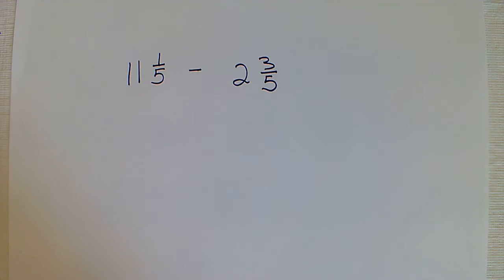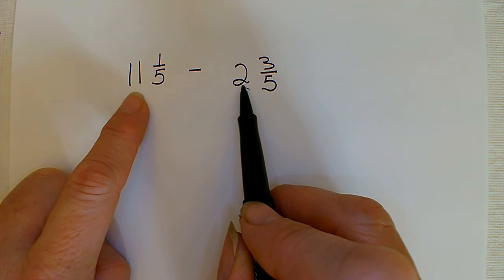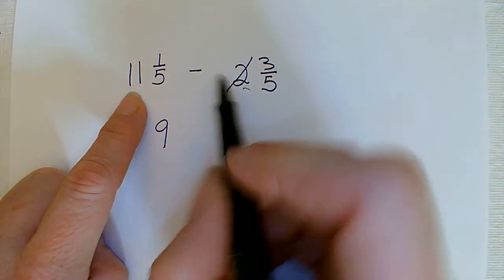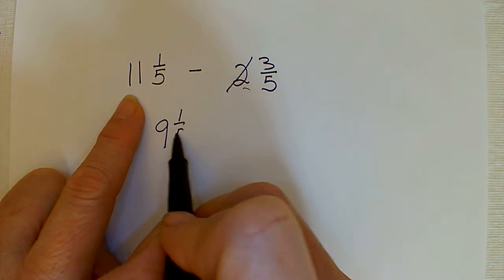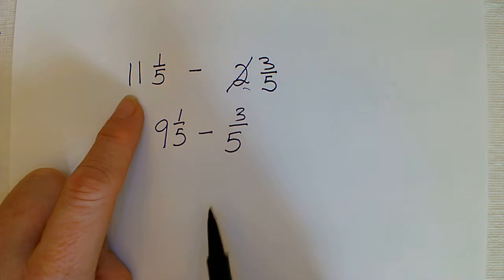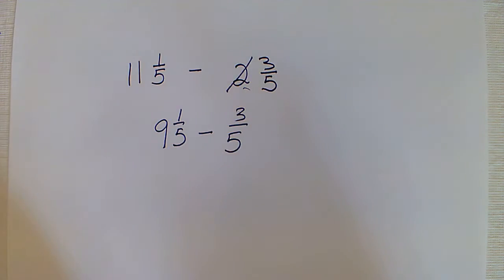Okay, so we're going to do this one horizontally first. So step 1, 11 minus the 2. We're going to subtract the whole number. So 11 minus 2 leaves me with 9. So that's gone. And I still have my fifth. I didn't do anything with that. And I still have my 3 fifths. So now instead of having 11 minus 2, we have 9.